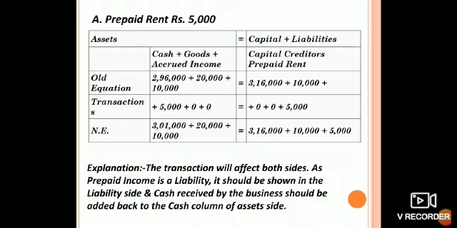Now the new equation is 3,01,000 plus 20,000 plus 10,000 under asset side, and 3,16,000 plus 10,000 plus 5,000 under liability side. The transaction will affect both sides. As prepaid income is a liability, it should be shown in the liability side, and cash received by the business should be added back to the cash column of asset side.